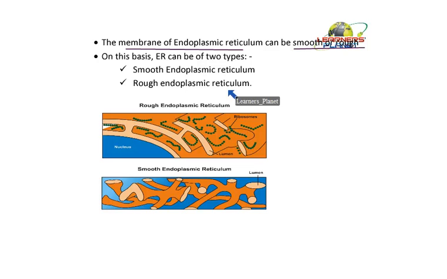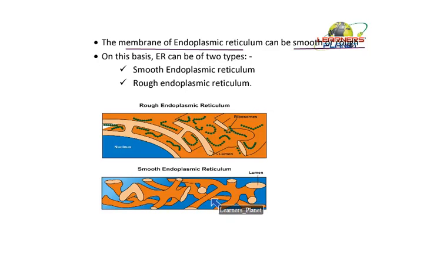The one in which the outer surface of the membrane is smooth is known as smooth endoplasmic reticulum. As we can see in this diagram, it is showing a picture of a smooth endoplasmic reticulum. You can see these are tubular structures, a network of tubular structures which are interconnected with each other. In the center, they have a hollow space, and this hollow space is filled with fluid, and this particular cavity is known as lumen.